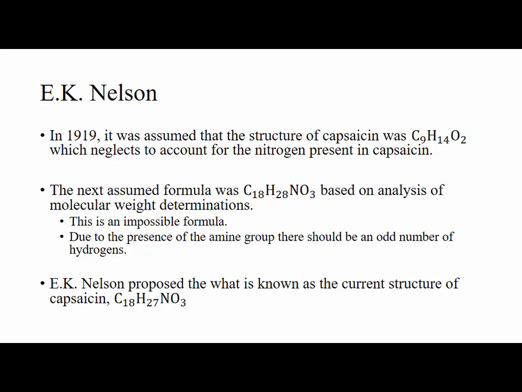Now what I mean by that is this actually doesn't follow the nitrogen rule, stating that if you have an odd number of nitrogens, you should have an odd number of hydrogens. Therefore, the proposed formula by E.K. Nelson, which we know today, is C18H27NO3.